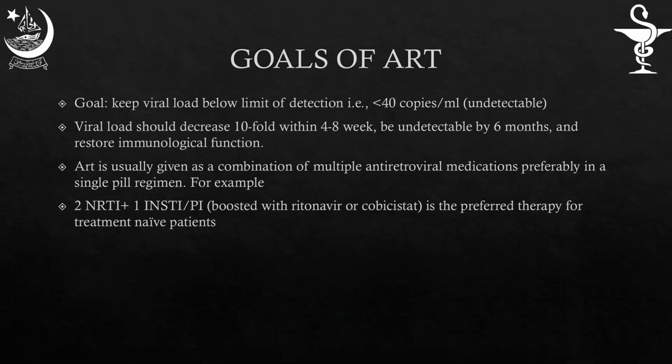These are usually given as a combination, preferably in a single pill regimen, for example, 2 NRTIs plus 1 integrase inhibitor or protease inhibitor. This is the preferred therapy for treatment naive patients. Now, treatment naive patients are those that have never undergone antiretroviral therapy before.